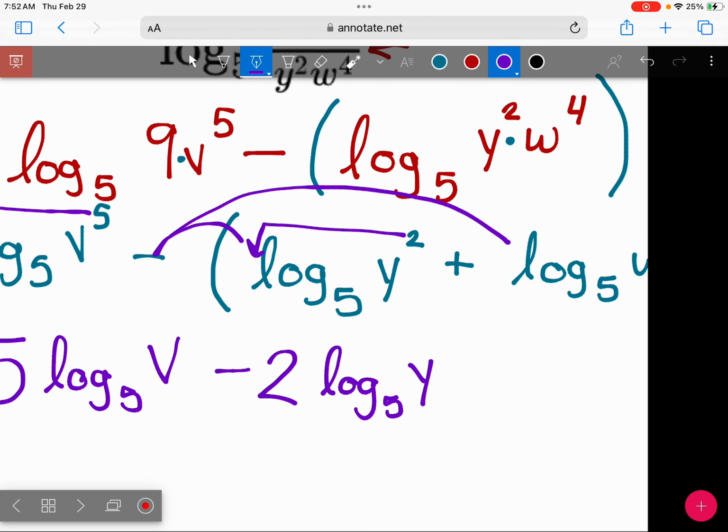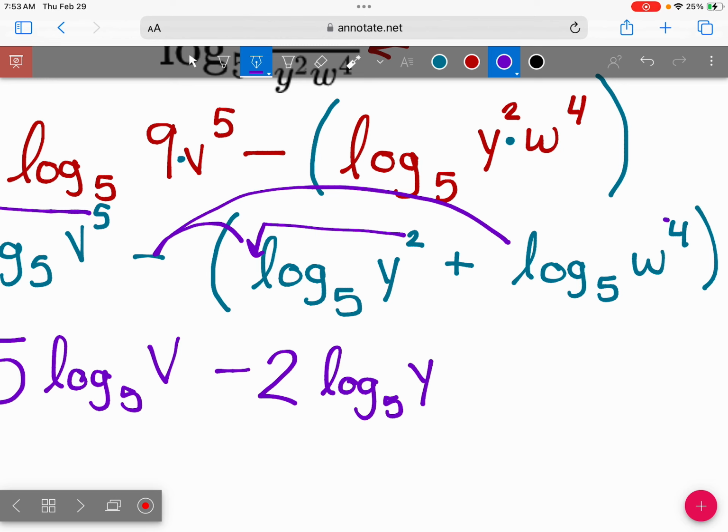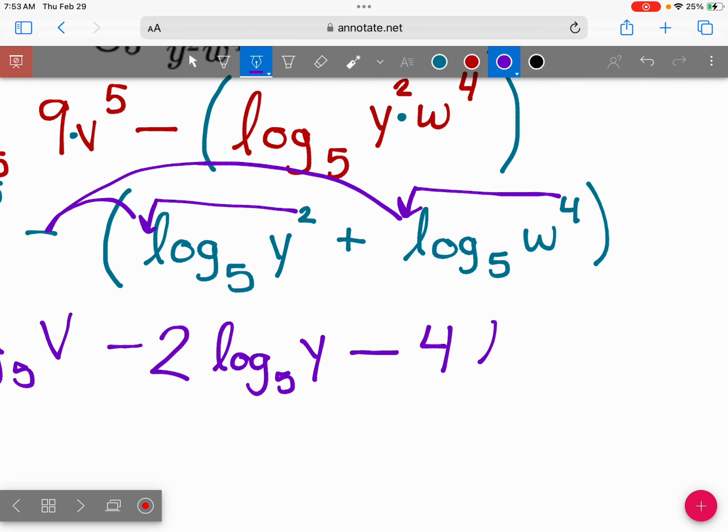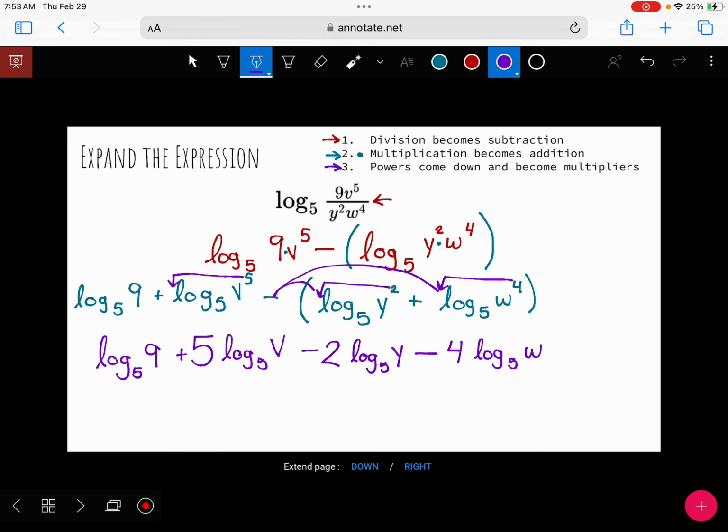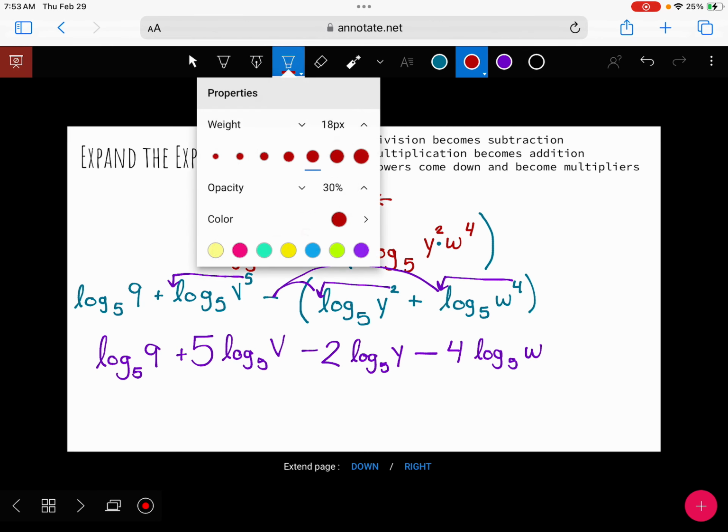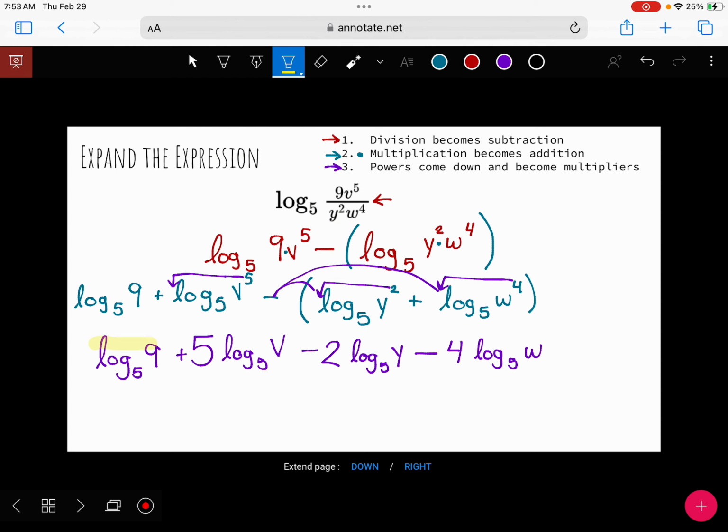And this is the one that's going to be the hardest one. We're taking this minus sign in, and we're going to bring the 4 down. So it's going to be minus 4 log base 5 of w. These are weird and take some practice to get used to, especially. This is our fully expanded answer.